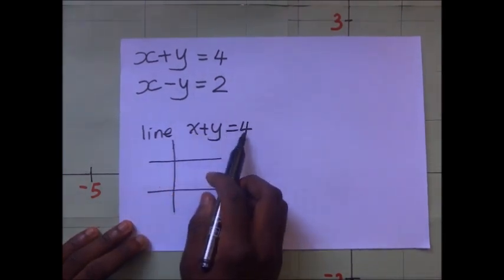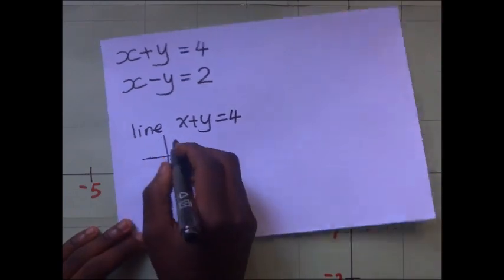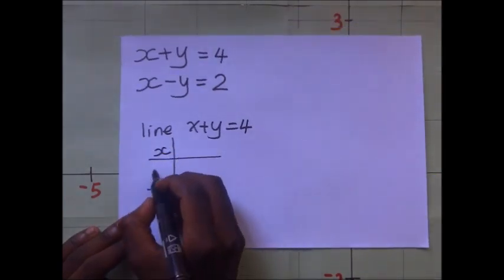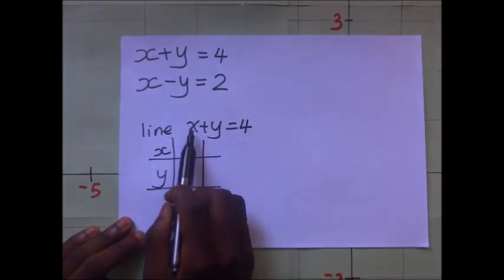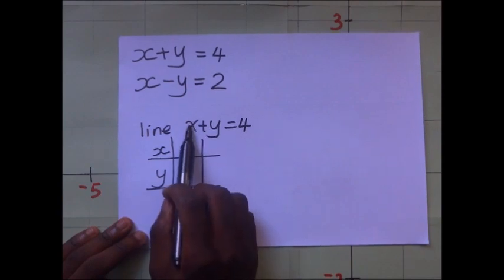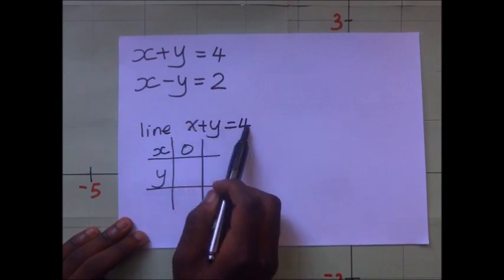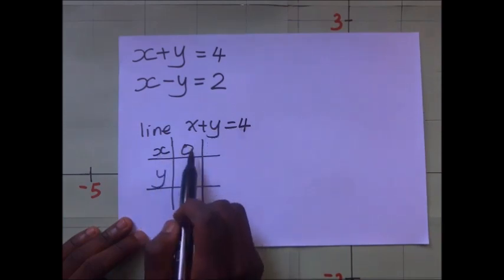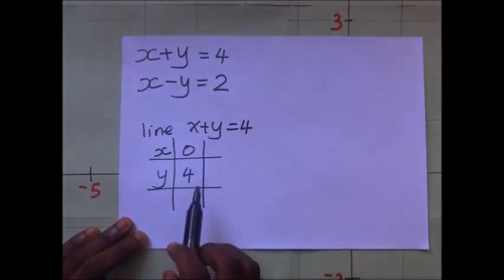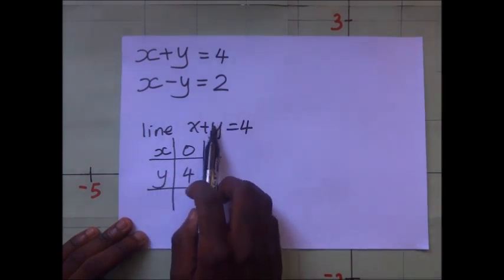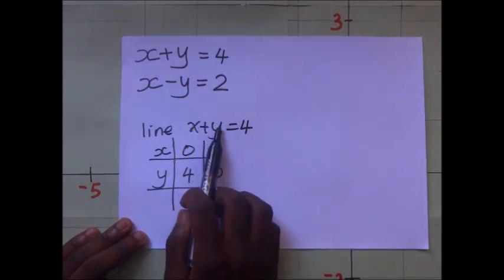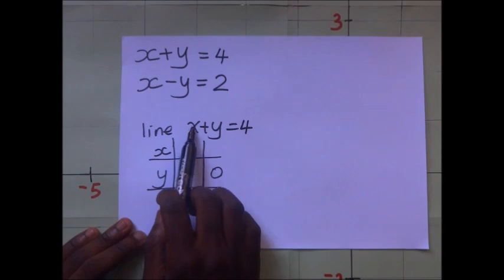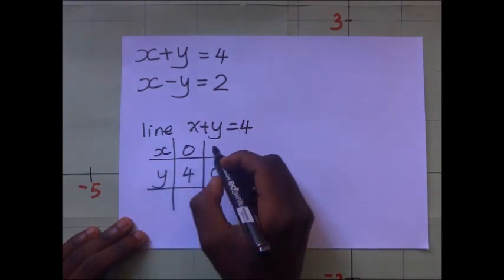Looking at line x plus y is equal to 4, we shall say this is x and this is y. If x is 0, what is y? If we put 0 here, we shall have 0 plus y is equal to 4. So the value of y is 4. So when x is 0, y is 4. What about when y is 0? When we put 0 for y, we shall have x plus 0 is equal to 4, so x is equal to 4.